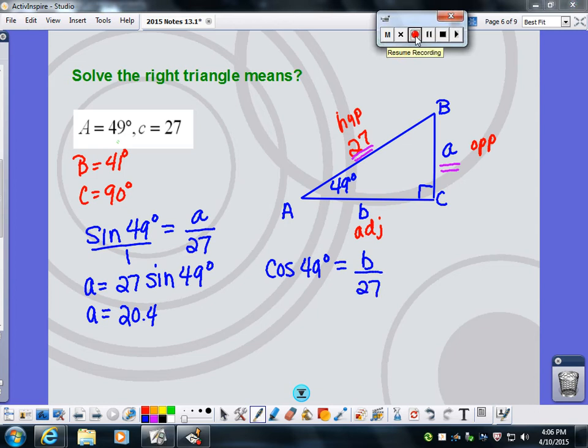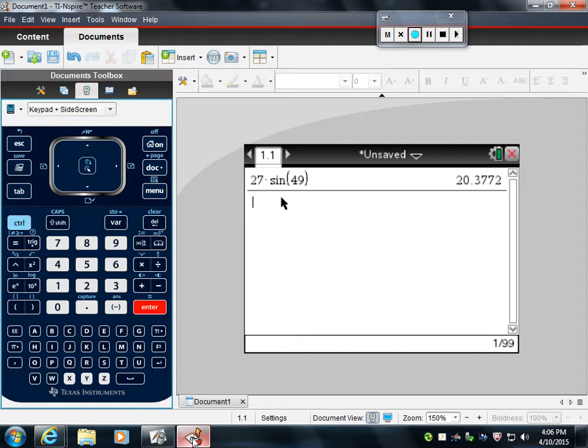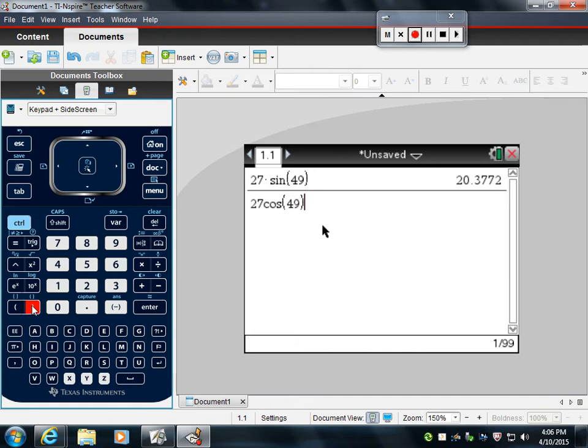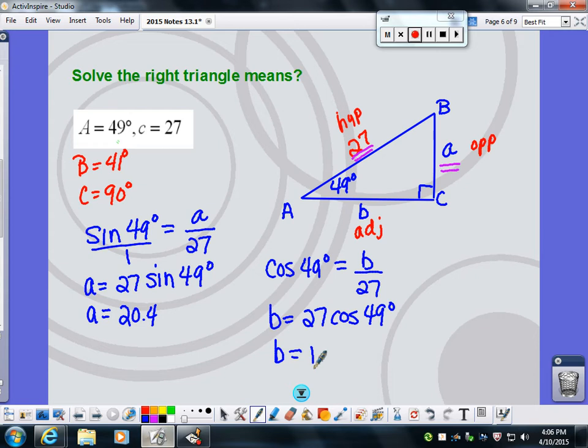Here again, solve for B. We're going to cross multiply, so B equals 27 cosine of 49 degrees. We're going to put that in our calculator. If you haven't reset your calculator, it's going to stay in degrees. So 27, hit our trig again. This time we want cosine of 49 degrees, and hit enter. We're going to round to the nearest tenth. So 17.7. So B is 17.7. Now we've solved our right triangle. We found all the sides and all the angles.